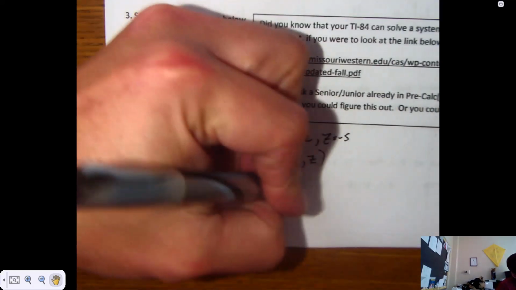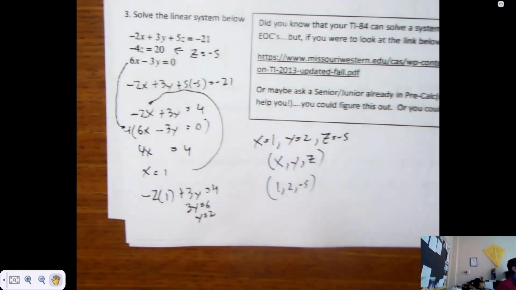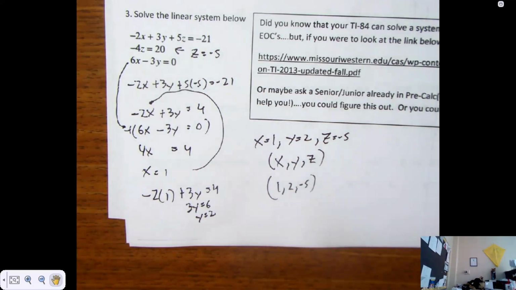A lot of times you'll see multiple choice questions that have these things out of order. The right answer might be 2, 1, negative 5, just out of order. Because sometimes kids don't understand that things are in alphabetical order. They see a 2 and they see an answer choice 2, that must be it.